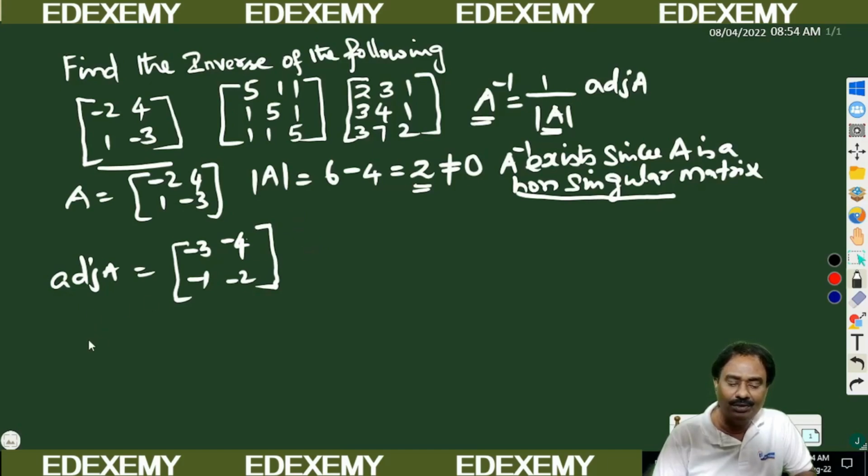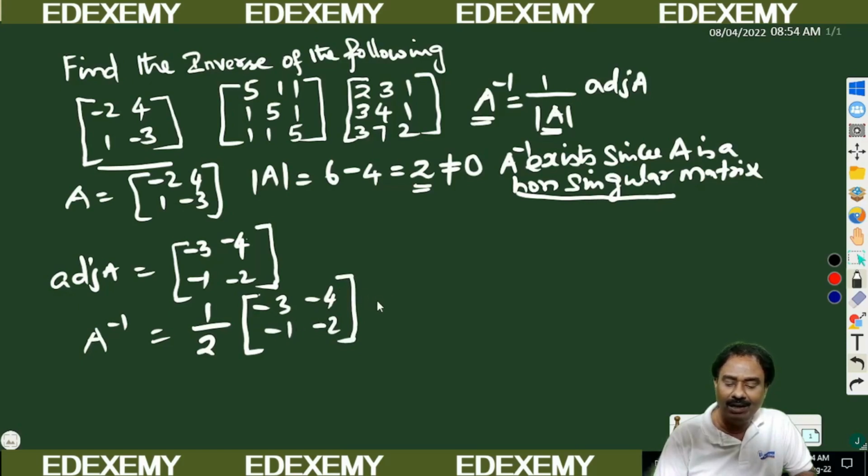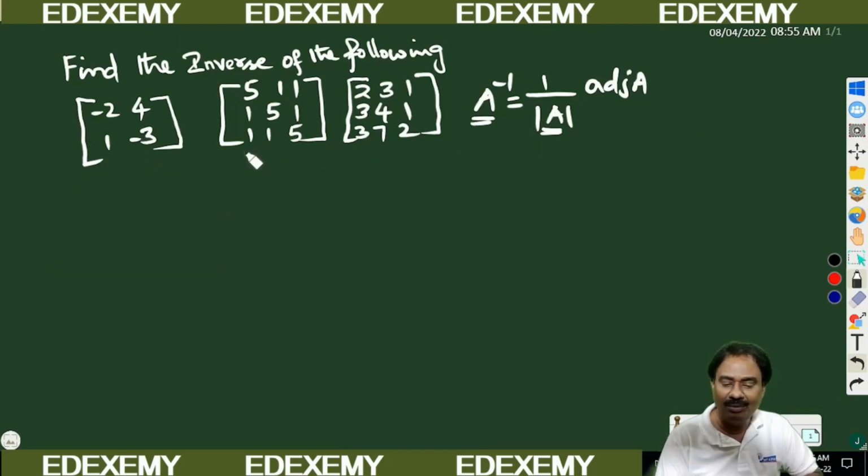Okay. Now we will find A inverse. By the formula you have to put the determinant value here: 1 by, what is the determinant? 2. Therefore 1 by 2 into adjoint of A. What is the adjoint? [-3, -4; -1, -2]. This is the value of A inverse, the inverse of A. We take minus outside, then minus will become plus, plus will become minus: [3, 4; 1, 2], the answer.